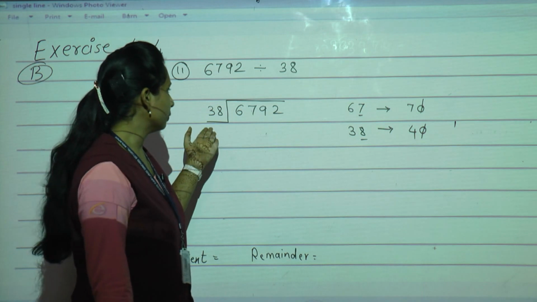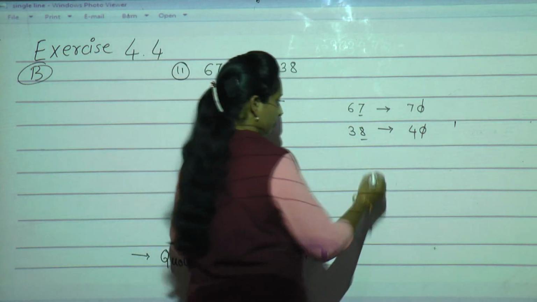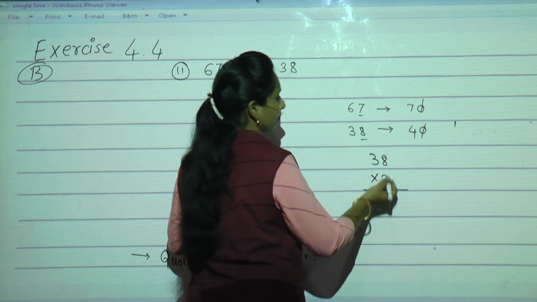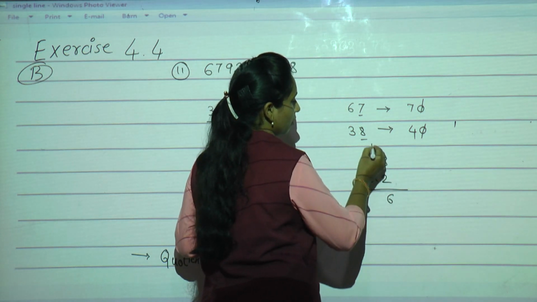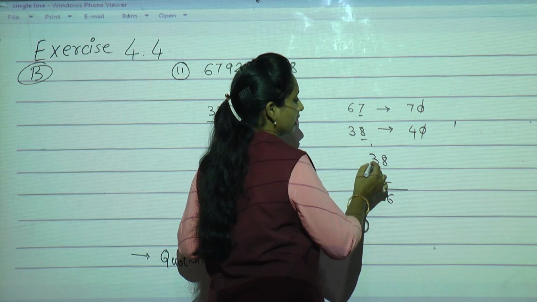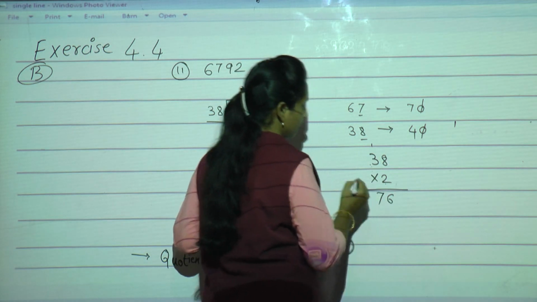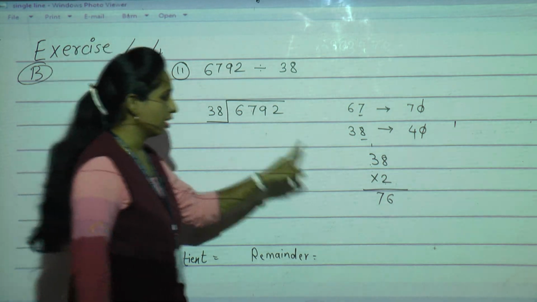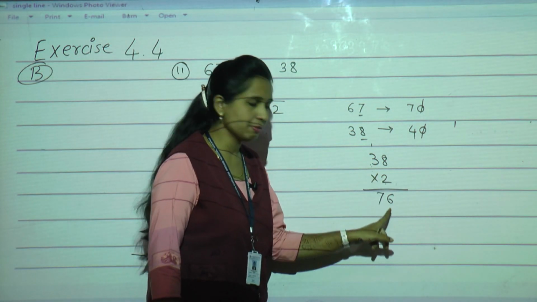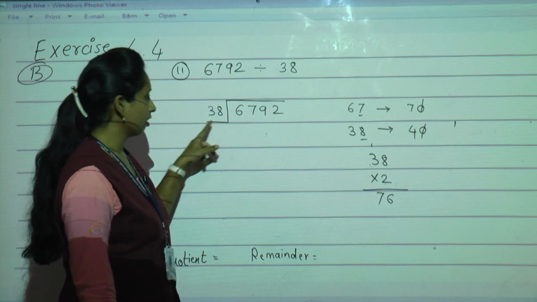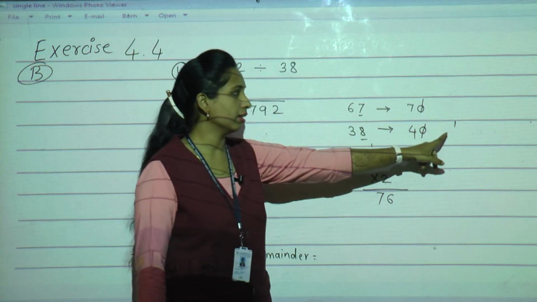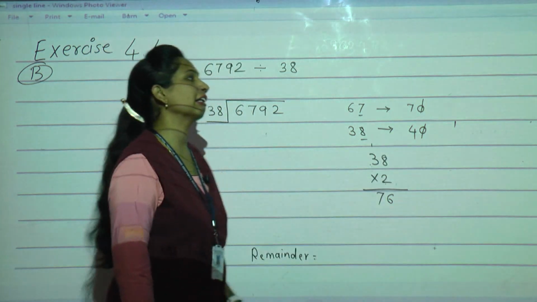Okay. What will we do? We will go with 2 as a near-about quotient. We will see. 8 2s are 16, 1 will carry. 2 3s are 6, 6 plus 1 is 7. So 76. See, 67 is there, and 38 2 times means 76. Will 76 go from 67? No. So the estimate quotient is correct, that is 1.